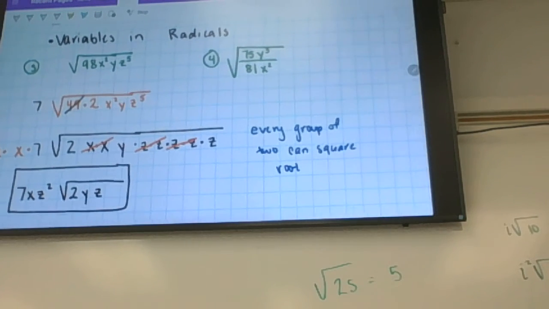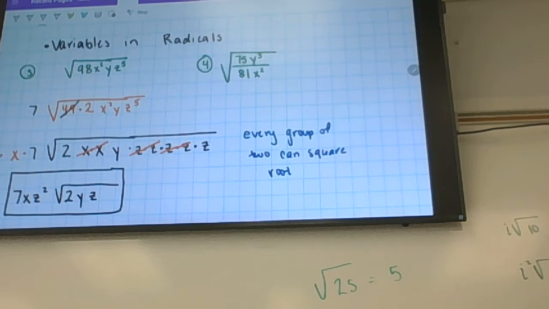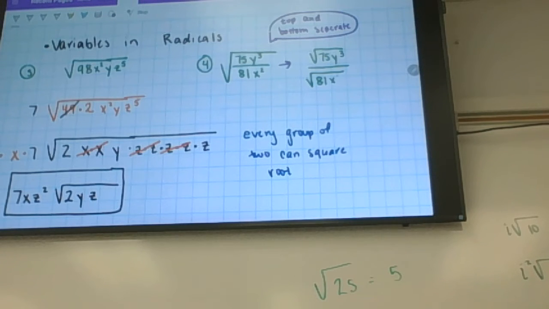Okay, with a fraction. Do the top and bottom separate. So I prefer to see the numerator in its own radical and the denominator in its own radical. And we can look at each one separately.